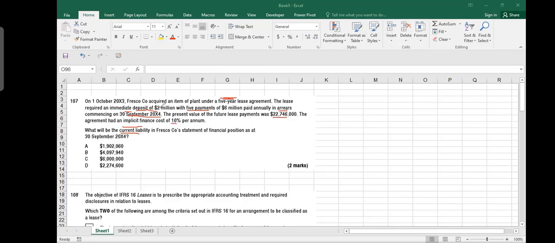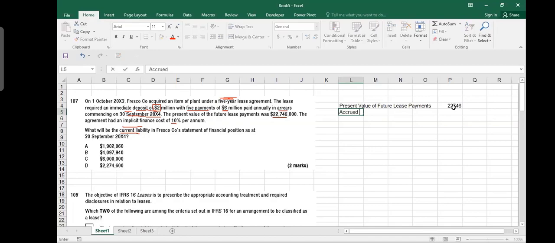Now please understand, this 2 million which you are paying, it already has been paid, and after paying it, the future payments are 5 payments of 6 million each, and the present value of these future payments is 22,746. I tell you where students sometimes make mistake. Let me write down: present value of future lease payments is 22,746. Sometimes students subtract the 2 million, because in some questions the requirement is such that you have to subtract this 2 million and then find out the liability. In this question it is not. You will not subtract, because it says that the present value of future lease payments, and future lease payments are 5 into 6 million. It is 22,746. It is your opening liability.